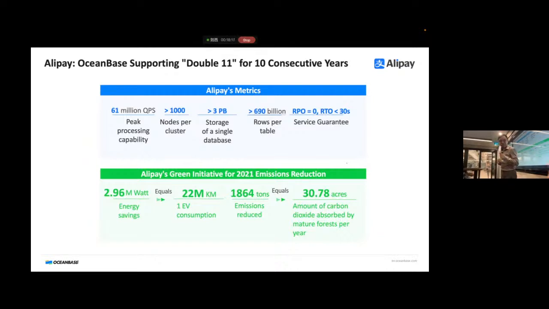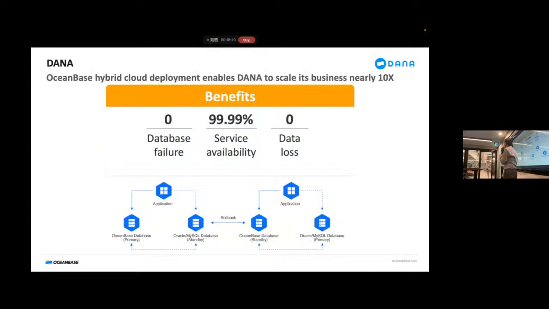Yeah. Okay. So Dana has a different challenge. Dana has a challenge of scaling the business 10x. I talk about like 150 million. Imagine when they started, it was probably like 50 million users, right? And they grew very, very rapidly to 150 million now. And while they're growing, they really need the ability to do high availability and also service availability as well. So with OceanBase, they were able to do 99.99 because of the hybrid concept where partially we're doing it on the data center and partially in the cloud as well.